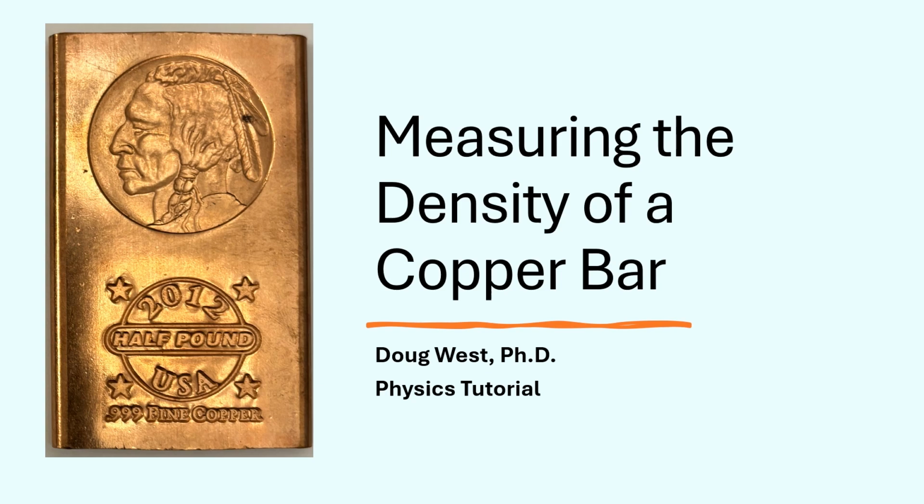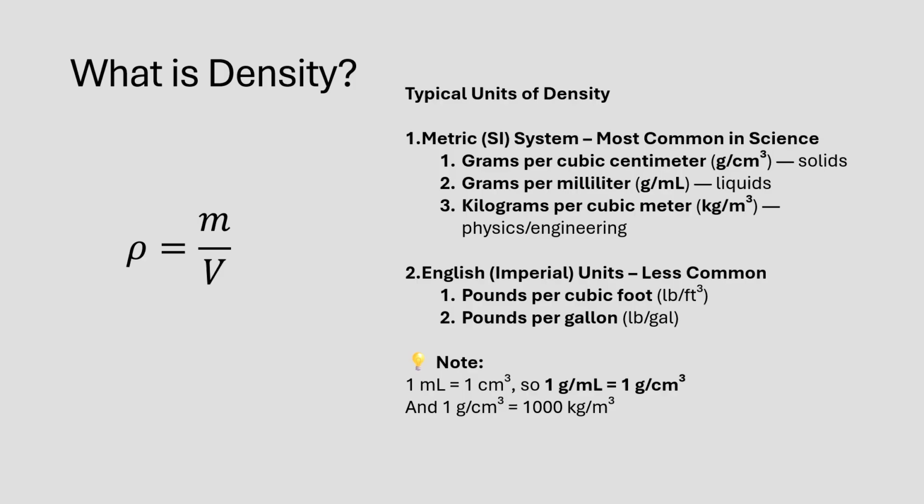Welcome to my video on measuring the density of a copper bar. Before we get into actually doing the measurement, we're going to talk a little bit about what density is. Density equals rho, the Greek symbol for density typically, mass divided by volume.